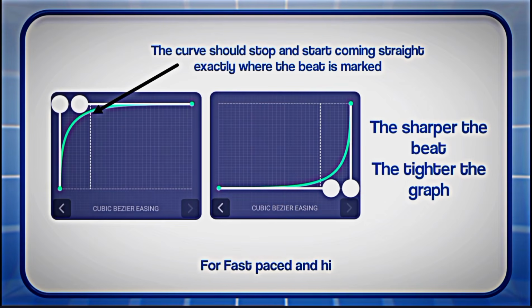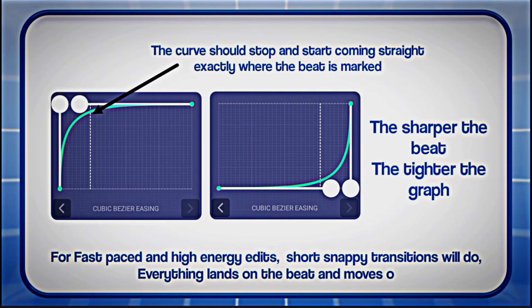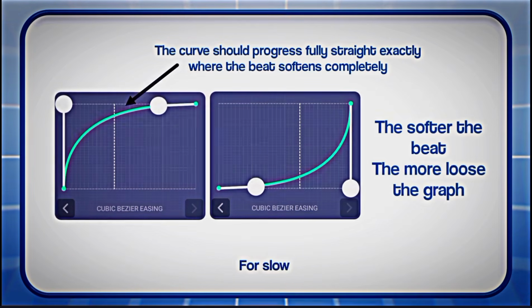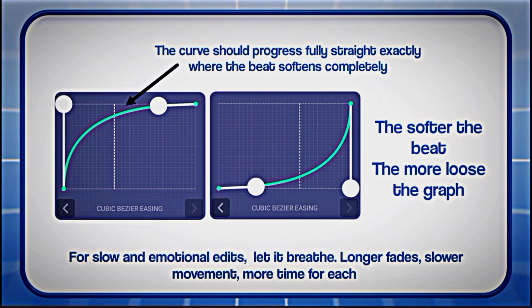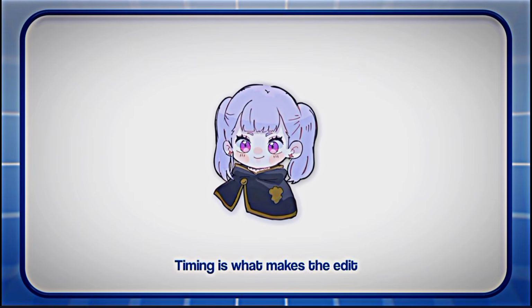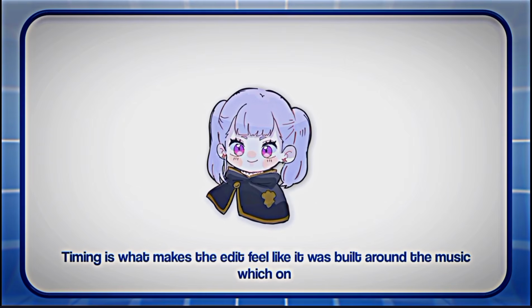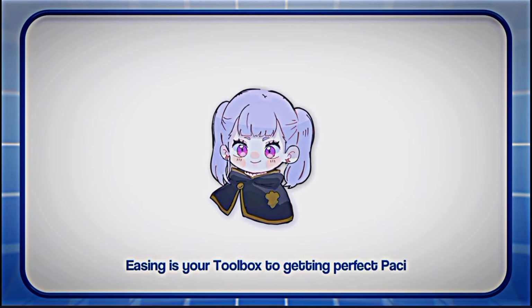For fast-paced and high-energy edits, short, snappy transitions will do. Everything lands on the beat and moves on immediately. For slow and emotional edits, let it breathe. Longer fades, slower movement, more time for each clip to settle before the next arrives. Timing is what makes the edit feel like it was built around the music, which in the long run affects the pacing. Easing is your toolbox to getting perfect pacing.